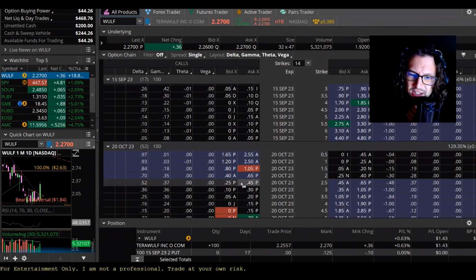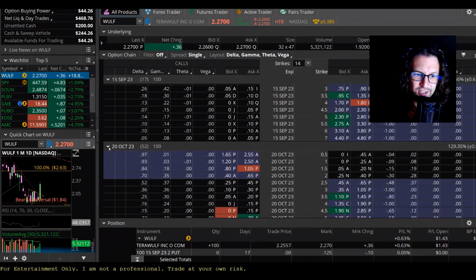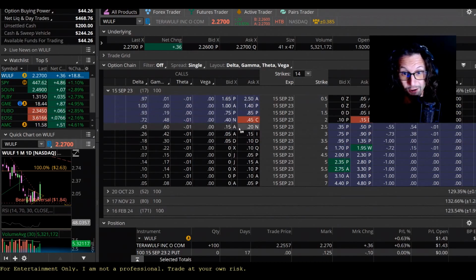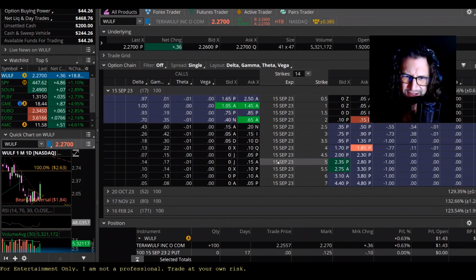So I might go over here, and I might consider selling a call just to hedge, but I don't want to do that either. There's a $20 spread here for the October calls. No thank you. September 15th is still a ways out. The $5 spread's still too high for me. I don't like it.